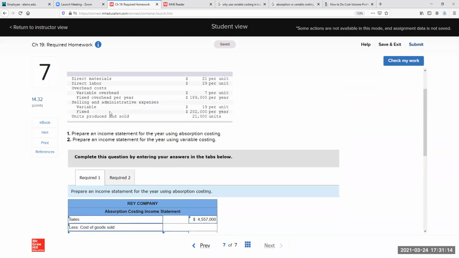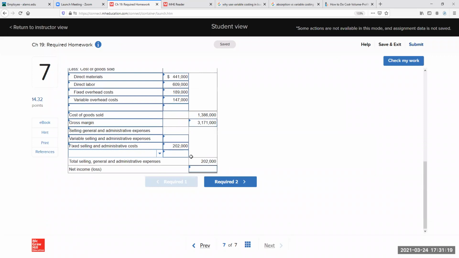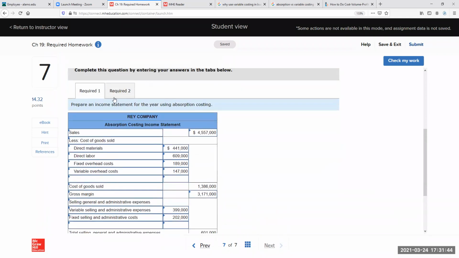But they have a variable selling of 19 per unit. So 19 times the 21,000 equals 399, which is 601 added together. And then the 3,171,000 minus the 601 equals the 2,570,000. There you go. Now, the next one we're going to do is variable.